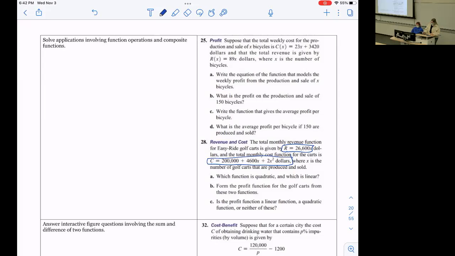And then form the profit function for the golf carts from these two functions. So the profit function would be revenue minus cost. So we want to look at the total amount that we would make minus the cost of what we would be spending. So we know that the profit function, which we can establish using P of X, would equal the revenue, 26,600X, minus the cost equation, which would be this really long equation.